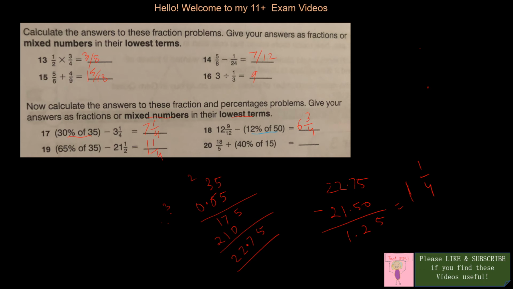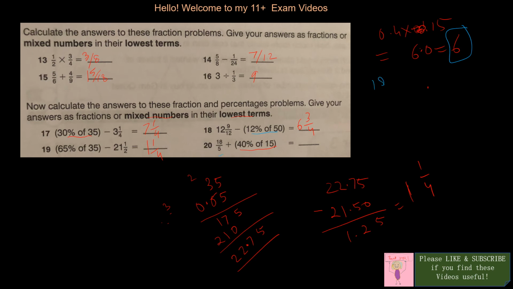Okay, so the next one is 40% of 15. That is 0.4 multiplied by 15. That is 60. 15 times 4 is 60, sorry. So 1 decimal point, so that is 6. So 6 is my answer here.